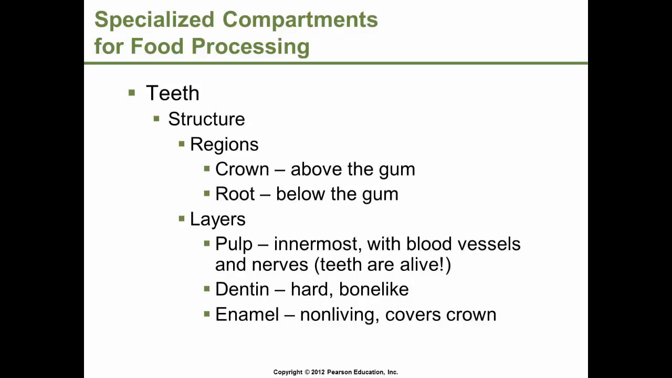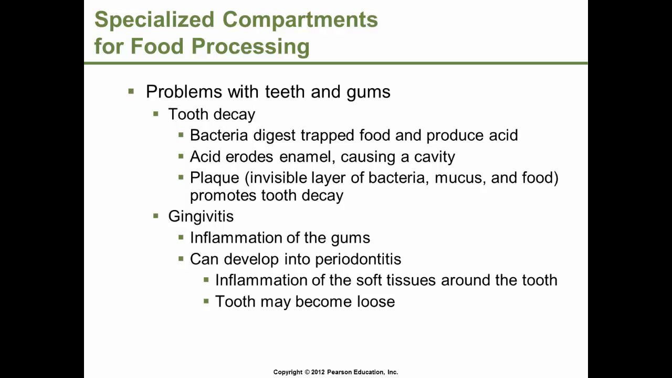Teeth, the structure is the regions: the crown is above the gum, and the root is below the gum. Layers of the teeth include the pulp, which is the innermost with blood vessels and nerves, the dentine, which is the hard bone-like structure, and the enamel covers the crown and is non-living.